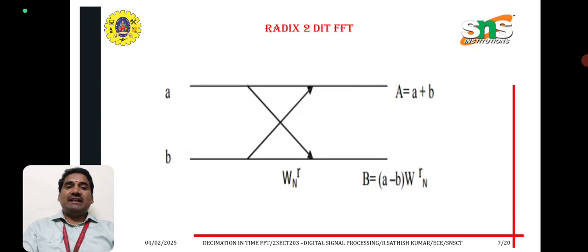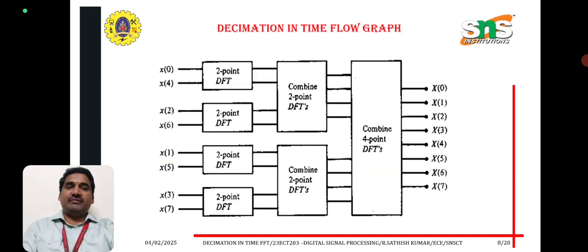This is the Radix-2 DIT FFT. Radix-2 means A and B can be given. Therefore, capital A is equal to A plus B, and capital B is equal to A minus B into W n to the power r. This is the Radix-2 DIT FFT.